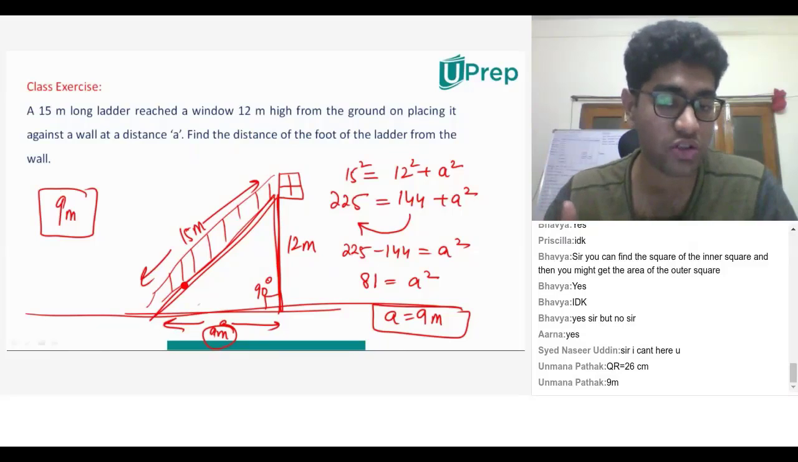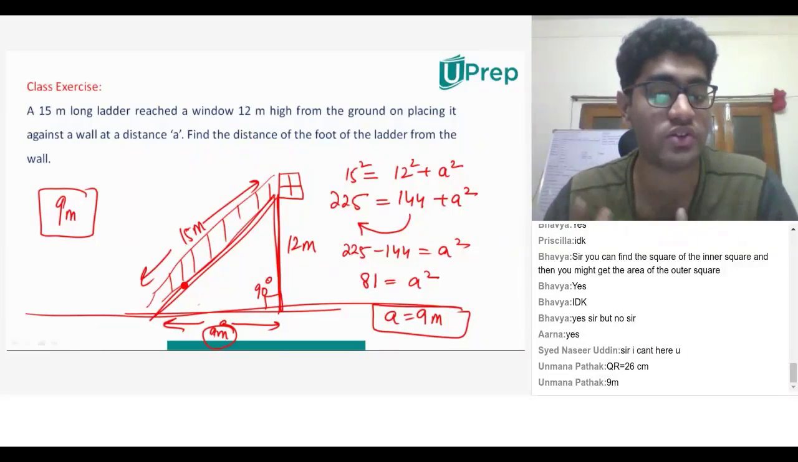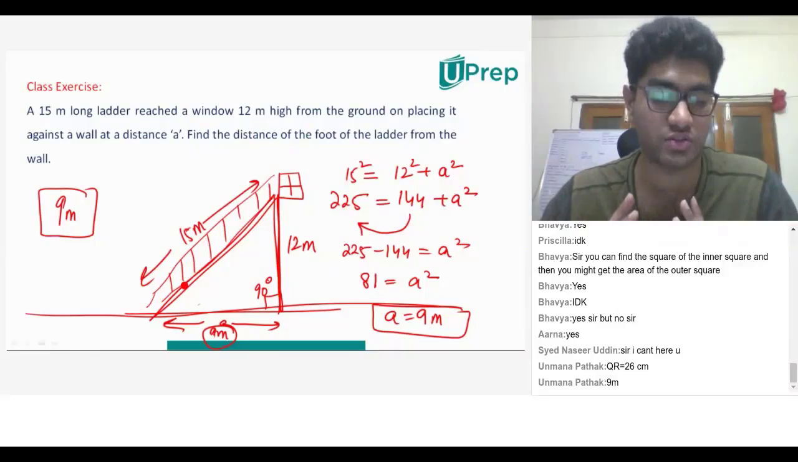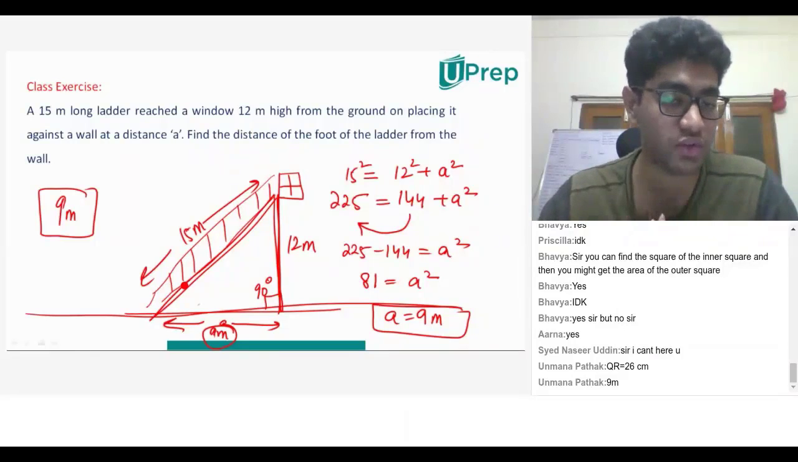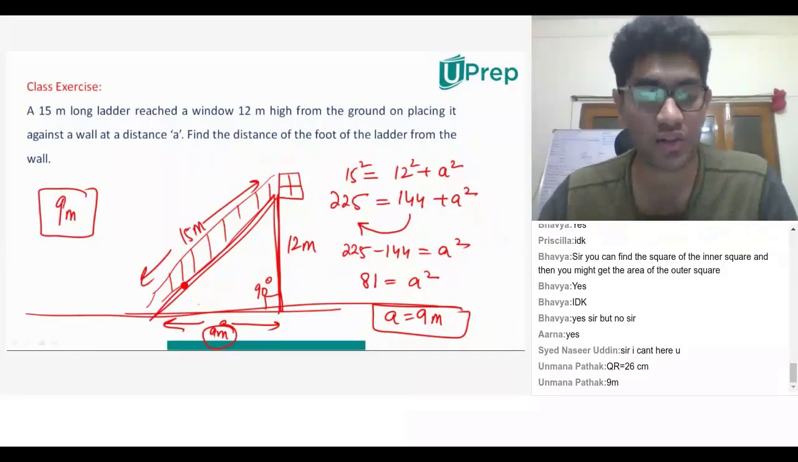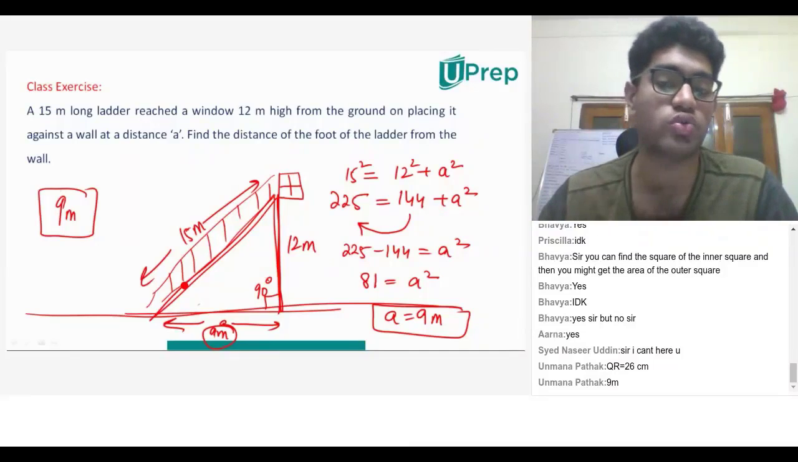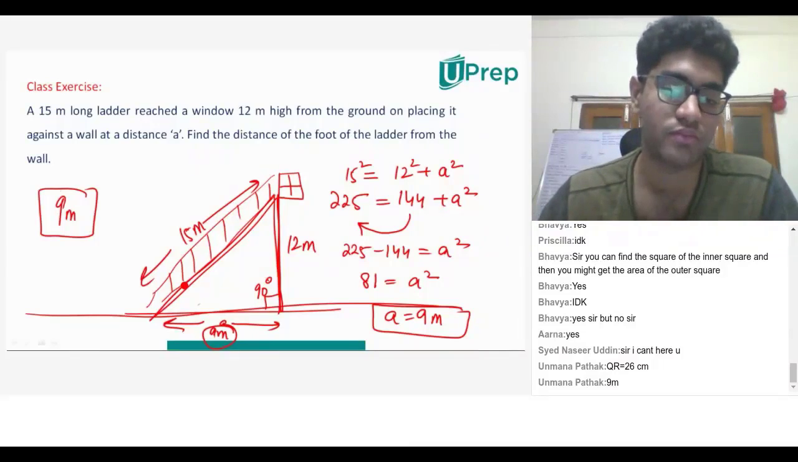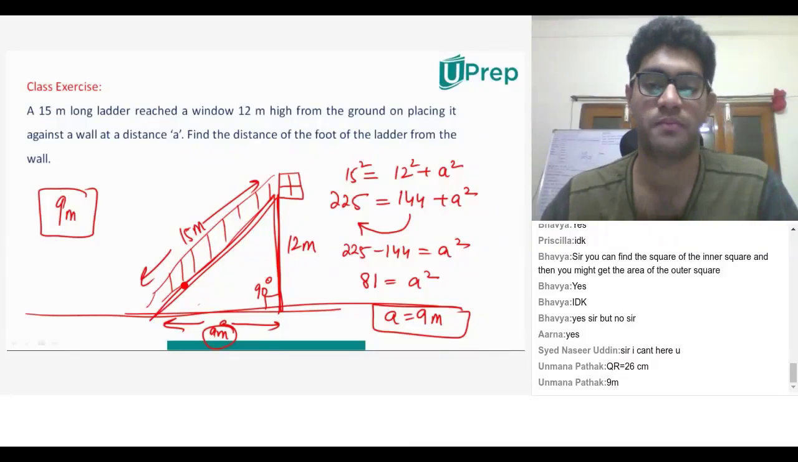What's the Pythagoras theorem? Hypotenuse square is equal to the sum of squares of the other two sides. Correct? If the base would have been given as 15, and you were asked for the hypotenuse, then you would have added 225 to 144. Are you clear? Yes, sir.